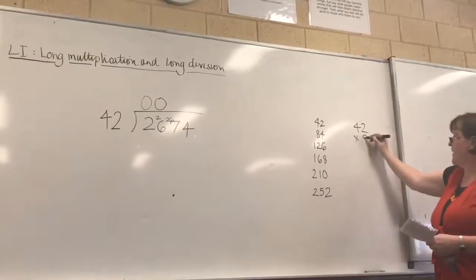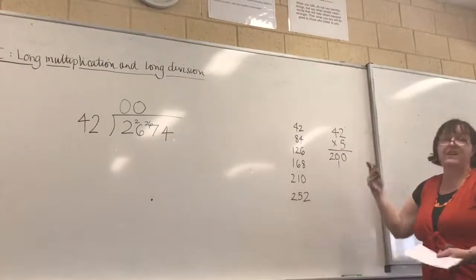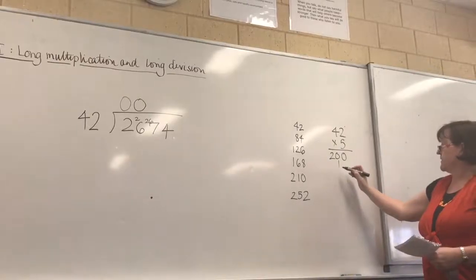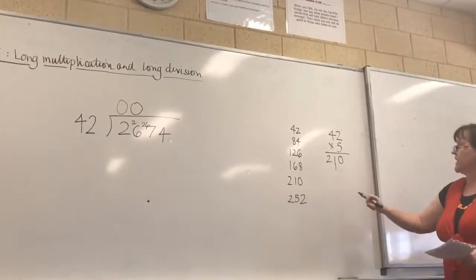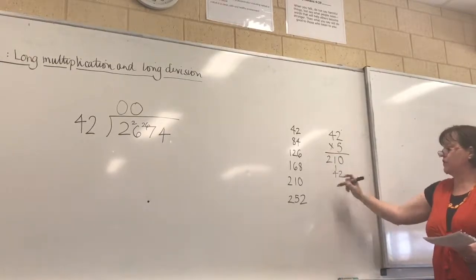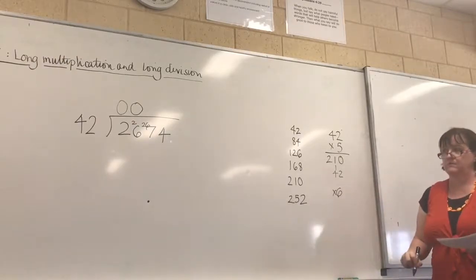42 times 5. 5 2s are 10, 5 4s are 20. Oh no, there's not enough. Sorry, 210, because of that, yeah. There's not enough, so I need to add another one. Another 42 will get me to 252. So it's going to be times 6.